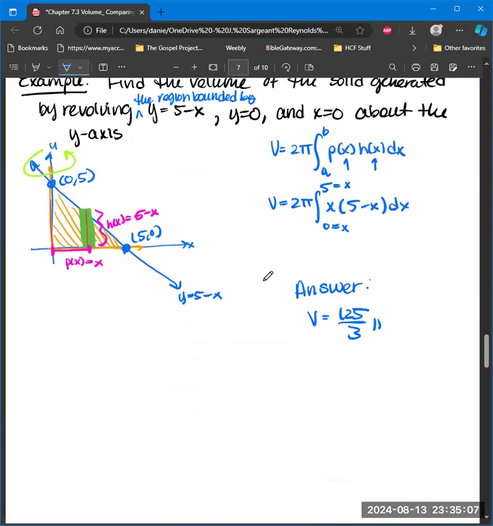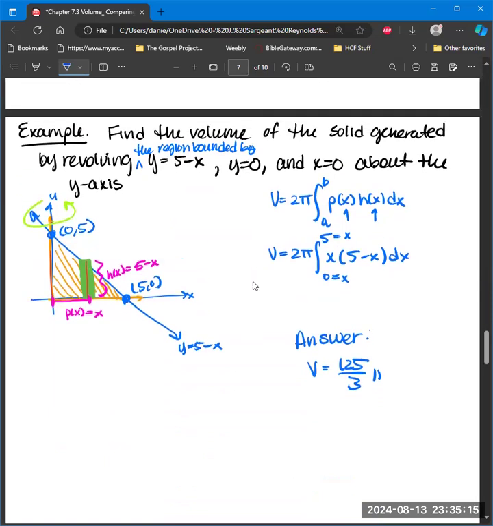So we get our choice whether we want to do horizontal or vertical rectangles. The equation is already set up to do vertical, so let's just go ahead and use our shell method and say that this is 2 pi from A to B is 0 to, and then we have to figure out where it crosses down here. 0 equals 5 minus x, x equals 5. So there it is. There's my x-intercept.